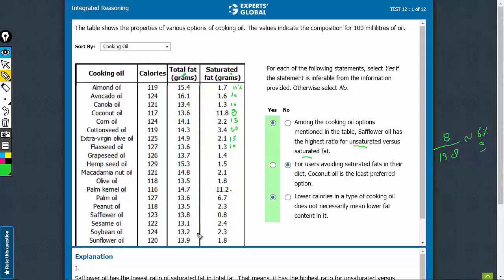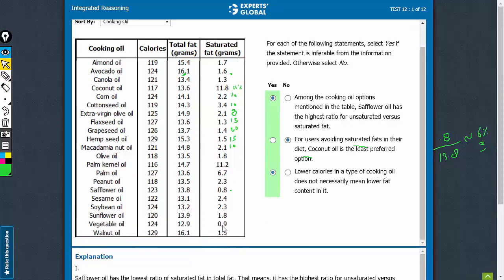This is almost 20%. This is good, more than 15%. This is also more than 10% easily. This is good. 0.9 upon 13 is approximately 7%. Close, but definitely more than 6. This is approximately 9% or so. So yes, it took me a while to do it, but once in a while you have to just do it manually. There is no shortcut. So yes is the right answer here.